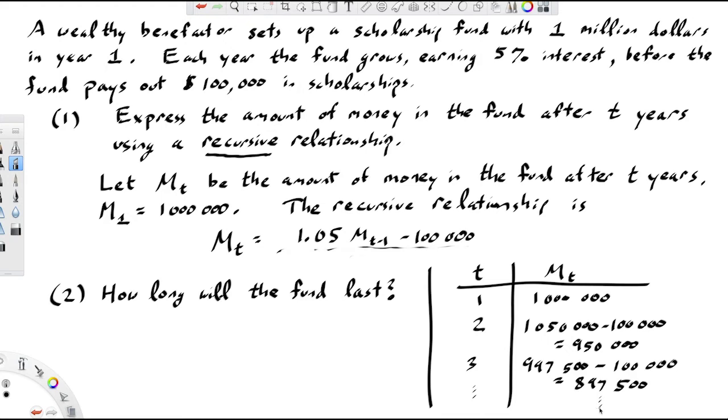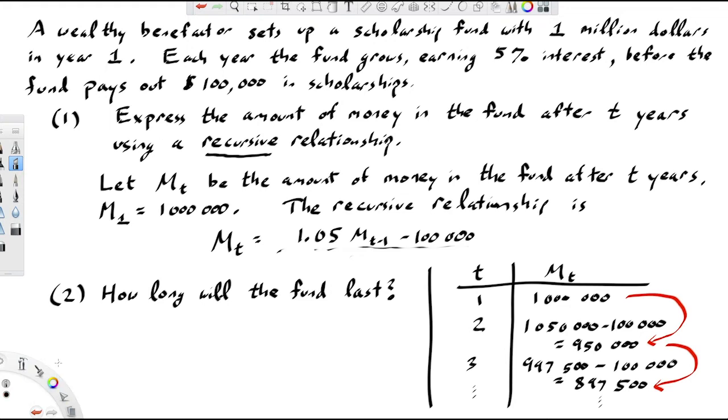And what you'll notice about these numbers, from 1 million that the fund started with to 950,000 next year, to 897,500 the year after, and so on, is that the fund is paying $100,000 every year. It's making interest, but the interest isn't quite enough for the fund to remain stable forever. The fund will eventually run out of money. And one could just plug in the numbers over and over again, and in, I don't know, 20 years, actually I think a little less than that, the fund will run out of money.